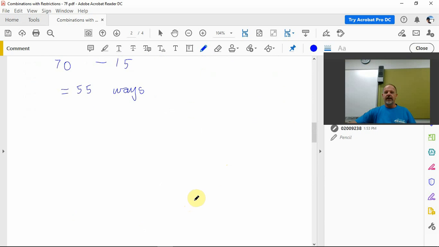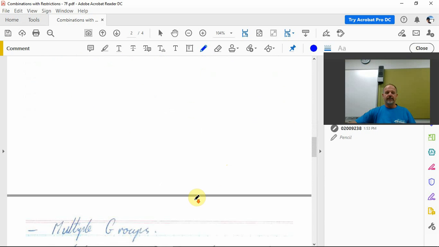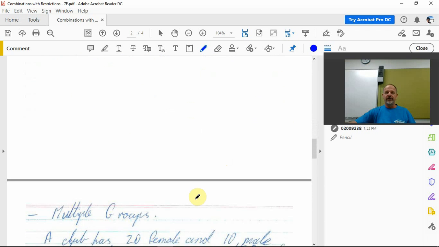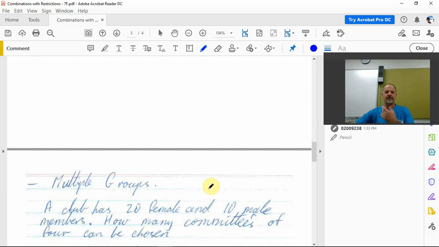So there's that strategy there. If something's excluded, include it and take it off the rest. All right, multiple groups. So say we have different groups of things. Like here we've got a club of 20 female and 10 male members, how many committees of 4 can be chosen?